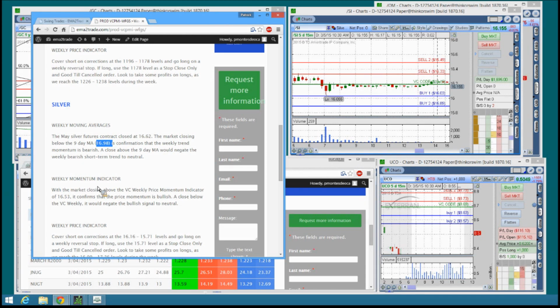The weekly momentum indicator with the market closing basically above the 1653 was slightly bullish, but it also tells you that a close below 1653 would negate this bullishness signal to neutral. And if it does come down into a short position below 1653 and it triggers a short, you want to cover the short on corrections at the 1616 to 1571 levels and go long with a 1571 stop.